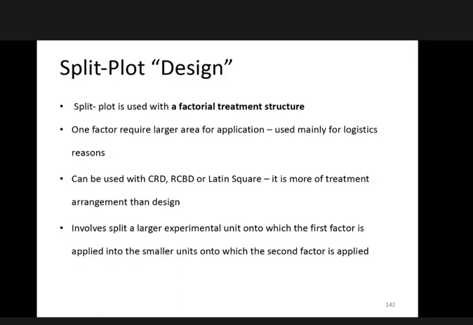Now let me see. Here one factor will require a larger area for application. So a split plot can be used with a completely randomized design, with a randomized complete block design, and with a Latin square design. So it is more of a treatment arrangement rather than the design itself. What it does, I'm going to illustrate using the next slide, is involve splitting a larger experimental unit, onto which the first factor is applied, into smaller units onto which the second factor is applied.